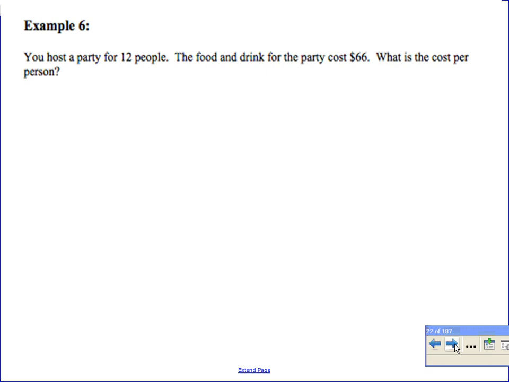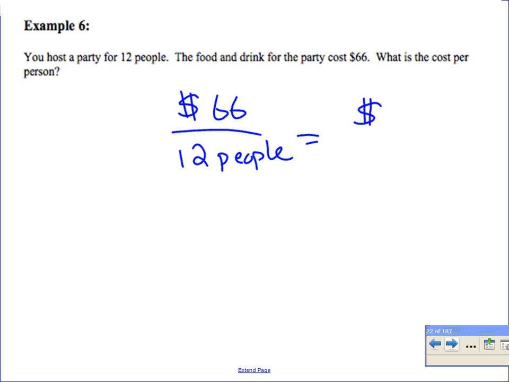Okay, example 6. So if you host a party for 12 people and the total cost of the party is $66, what is the cost per person? How would you set this up? What's the cost per person? Briar, how do we set this up? Good. Cost per person. Adam, what is it? Wrong way. $5.50 over 1 person.